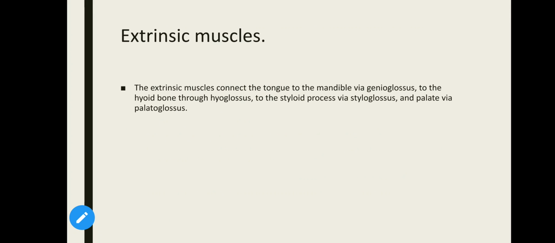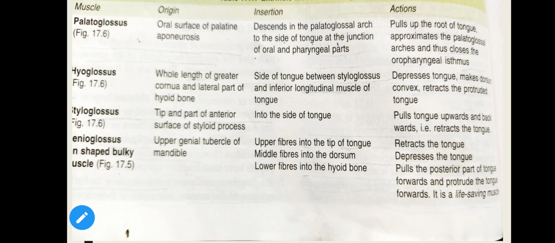Extrinsic muscles connect the tongue to the mandible via genioglossus, to the hyoid bone through hyoglossus, to the styloid process via styloglossus, and to the palate via palatoglossus. Starting with the palatoglossus, it originates from the oral surface of the palatine aponeurosis. It descends in the palatoglossal arches to the side of the tongue at the junction of oral and pharyngeal parts. Its action is that it pulls up the root of the tongue, approximates the palatoglossal arches, and thus closes the oropharyngeal isthmus.